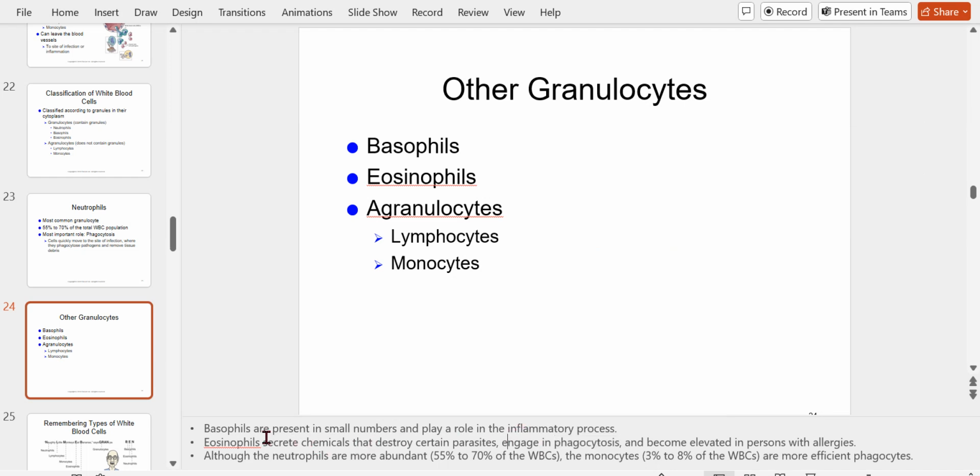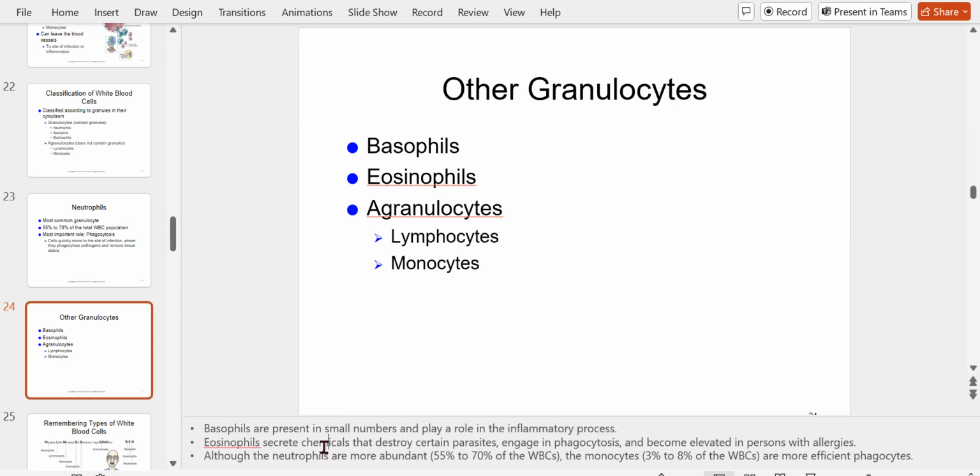Basophils are present in small number and play a role in the inflammatory process. You have to think, if you get a cut or there's an infection on your skin, the redness, the soreness, the swelling, that's inflammation. That's your body's response to something going on in that particular area. Inflammation just means that there are more cells there than there should be, and they're there because there's an issue. When the issue goes away, it's not inflamed anymore.